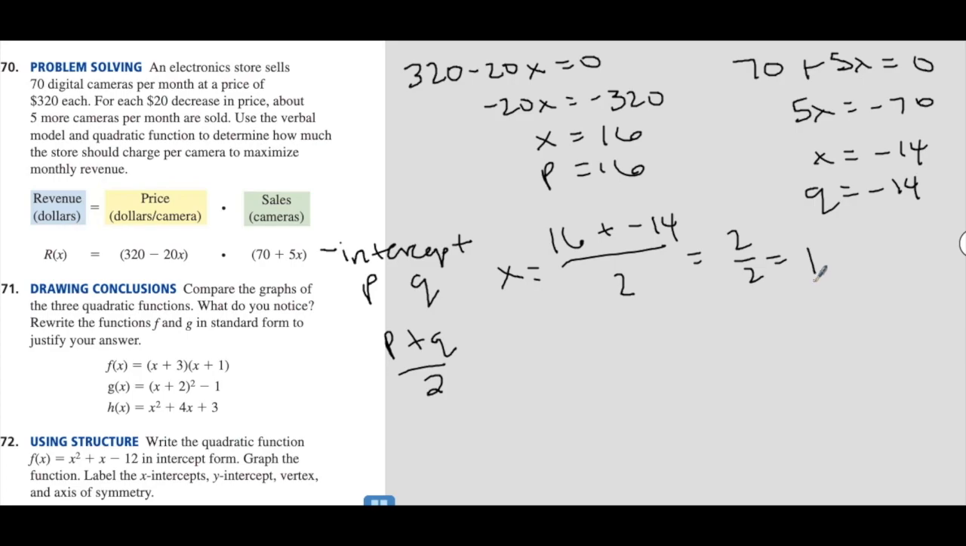Now to find out how much money you're going to make with that dollar, we're going to plug it into this first part here. So if I find out that 320 minus 20 times 1, which is 320 minus 20, which is $300.